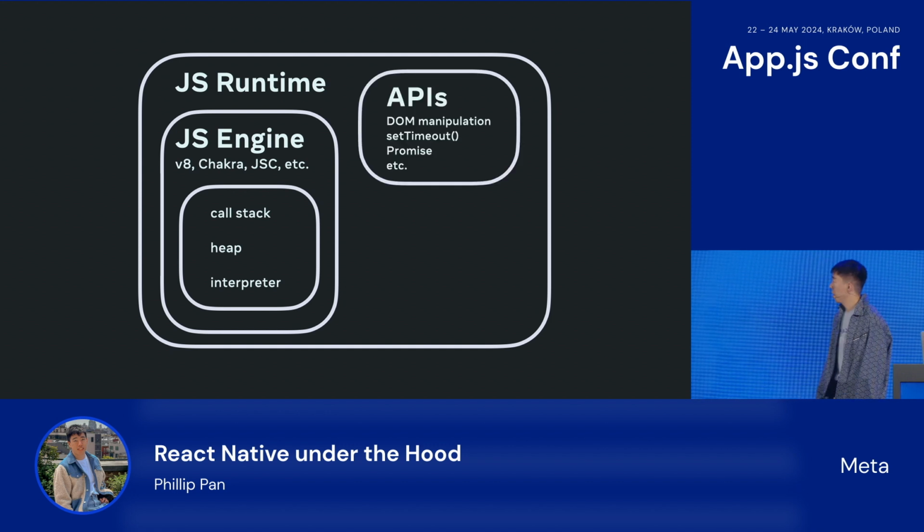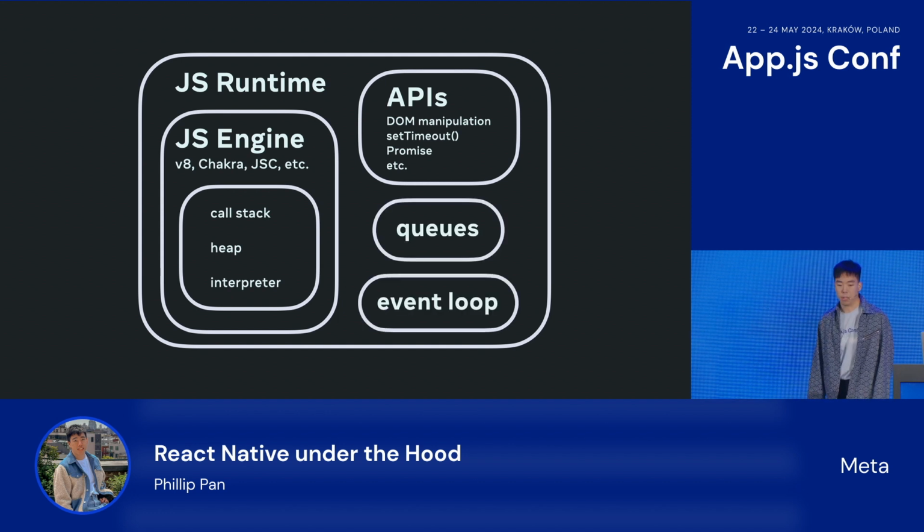Another fundamental thing the runtime provides are the APIs, such as those to manipulate the DOM. There are other concepts, such as queues and event loops, that are used to manage synchronization within the runtime.